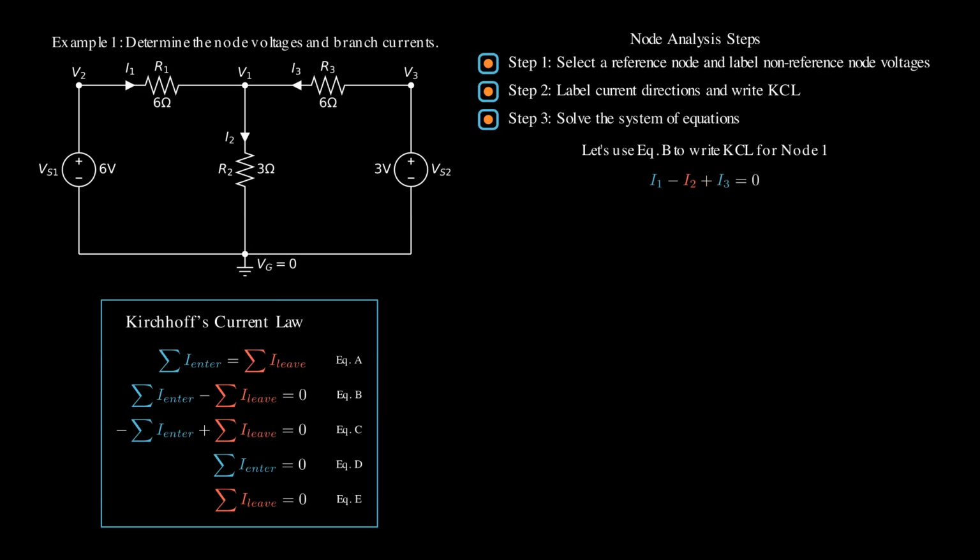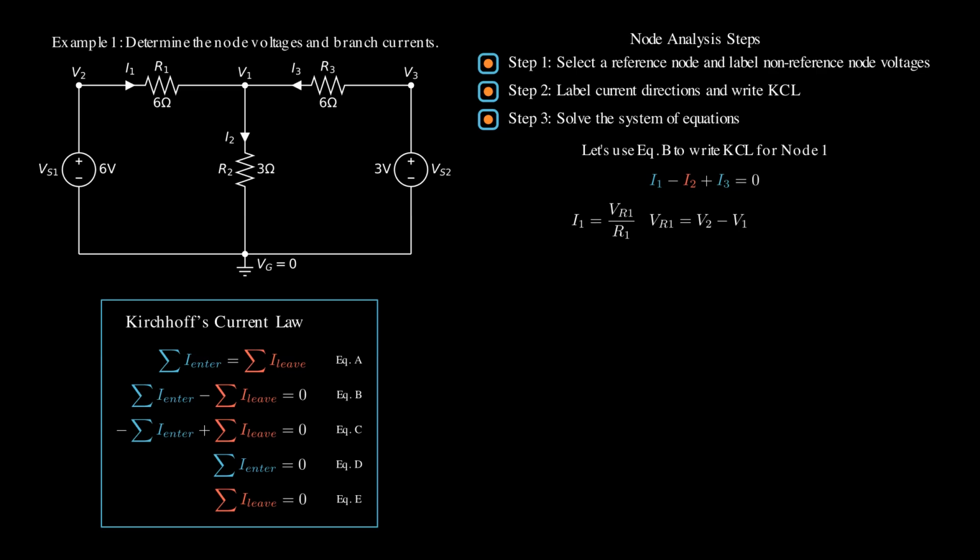But what are we solving? Remember that in the node analysis method, we solve node voltages. We need to express the currents in terms of the node voltages. We can use Ohm's law to do so. For example, I1 equals VR1 over R1. From the circuit, we can see that VR1 equals V2 minus V1.